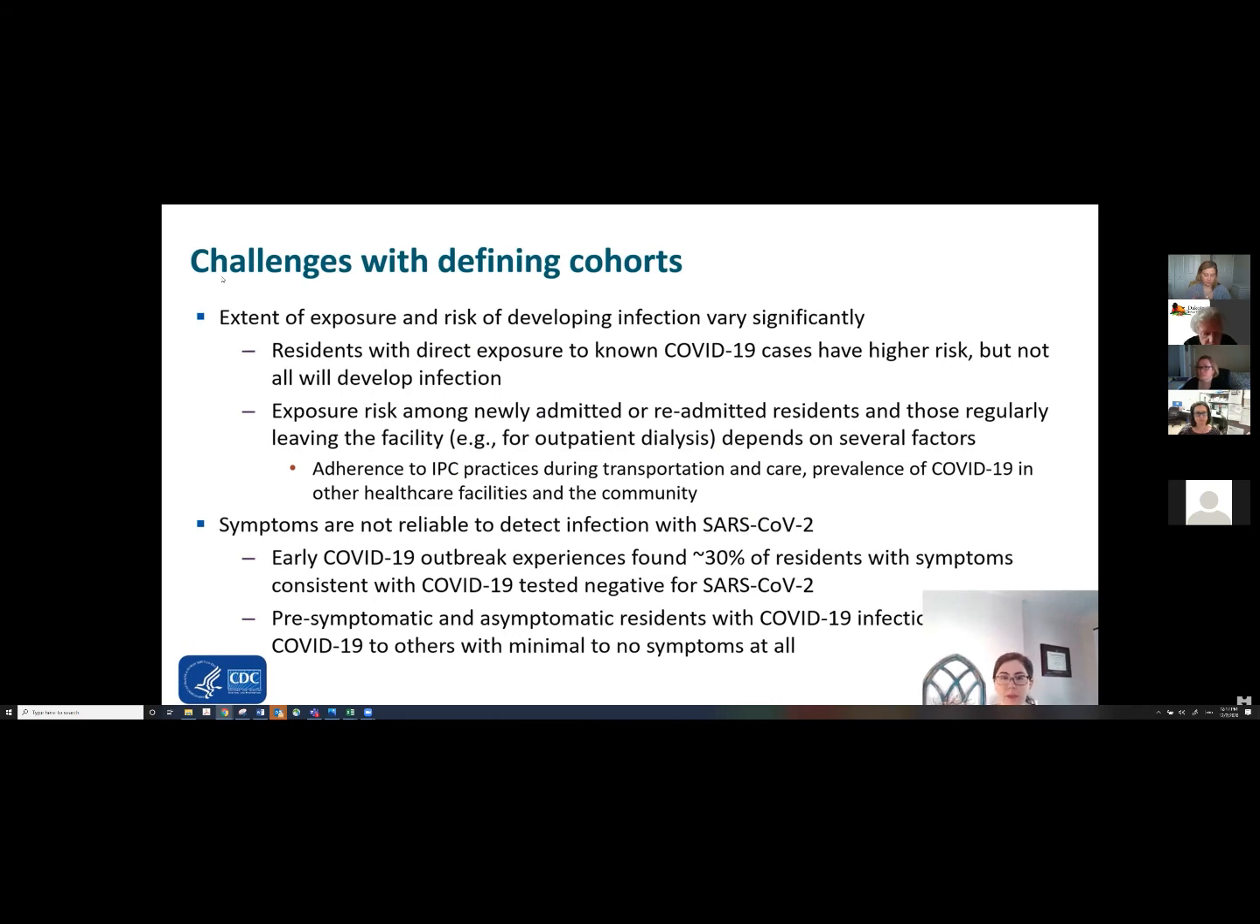So it's important when we think about symptomatic individuals that that is not a reason to move someone to a COVID-19 unit. You want to make sure that you are actually confirming that they have COVID-19 before you would move them to a dedicated COVID-19 unit.